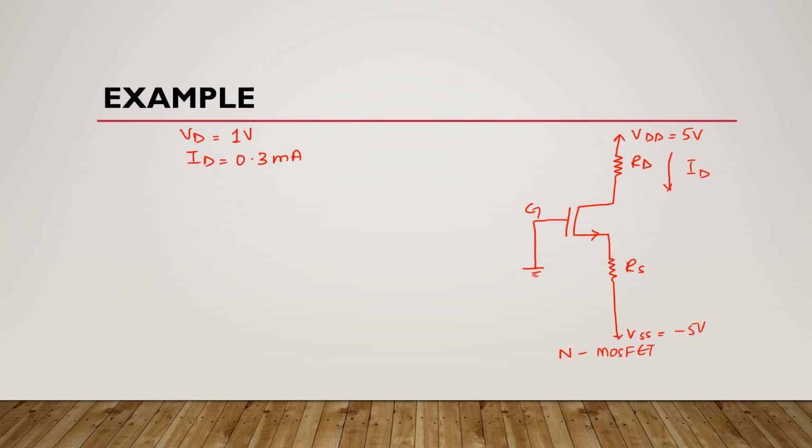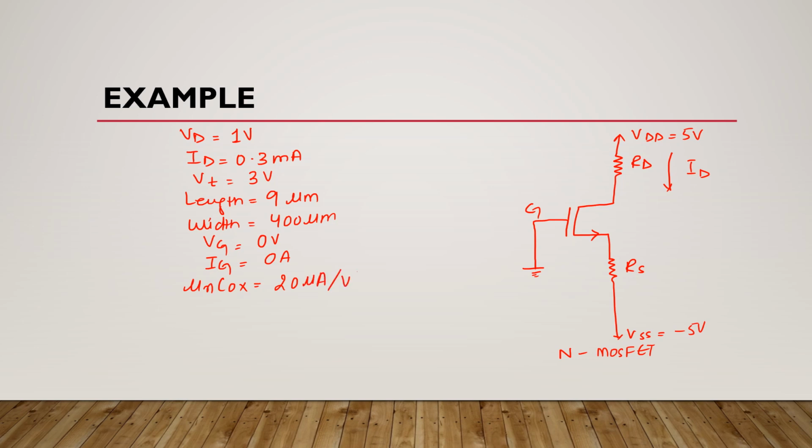Okay, and threshold voltage is 3 volts, and length is 9 micrometer, and width is 400 micrometer. Here gate voltage is 0 volts, and we know that gate current is 0 amperes, and here this term is equal to 20 microampere per volt square. Okay, so how are you going to start your analysis?